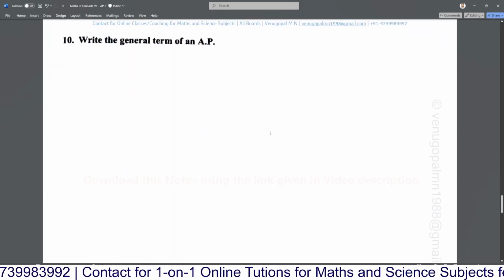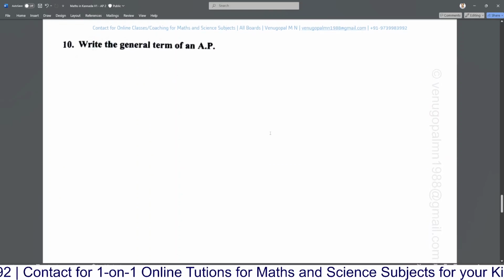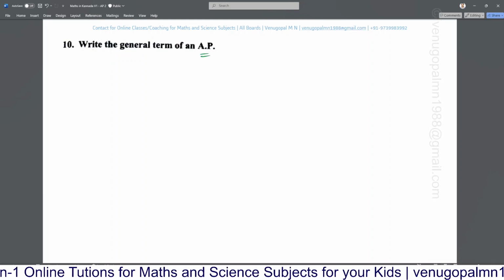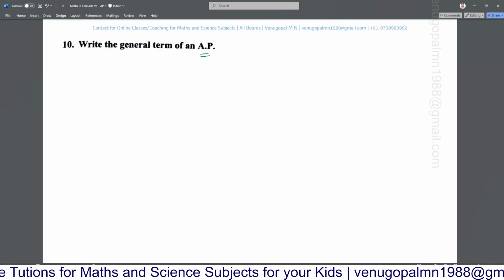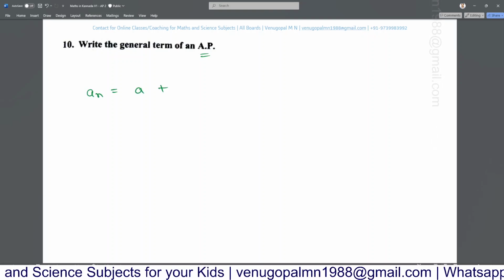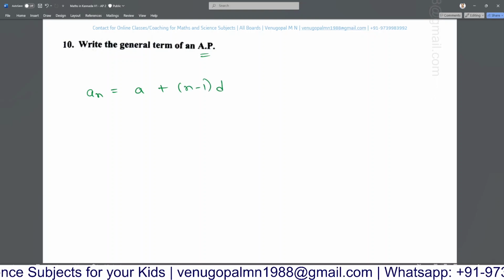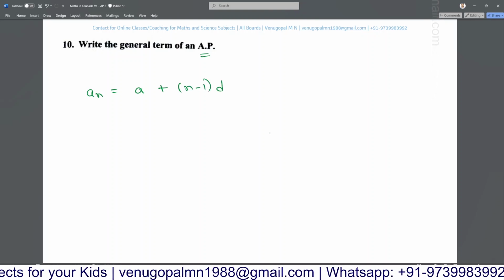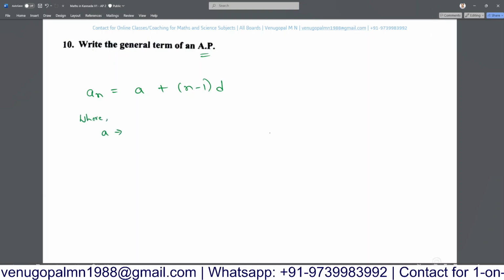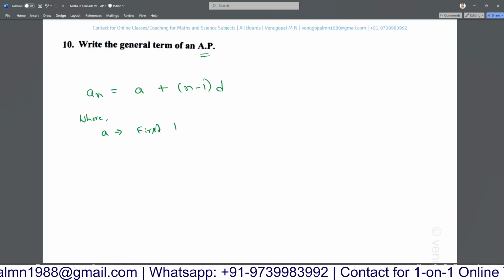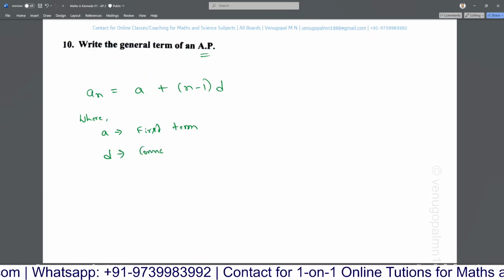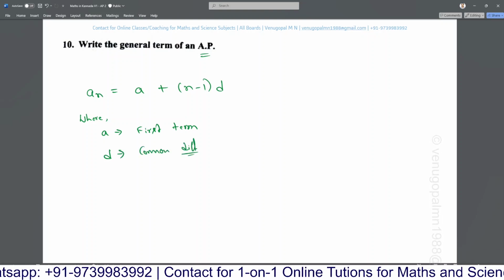So moving on with the next example or next question. Write a general term of an AP. So what is the general term? It can be first term, second term, third term, or n term. A of n is equal to A plus n minus 1 into D. So you can write this formula, that would be more than enough. You can also explain what the terms are, where A is the first term of an AP, D is the common difference. Okay, you can say like that.